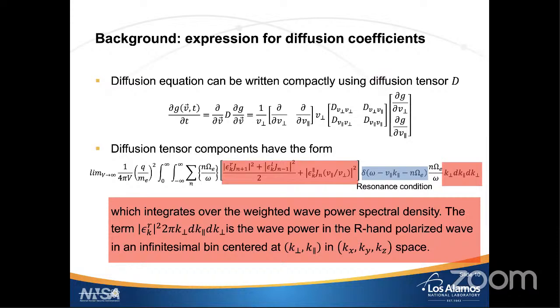This means that the diffusion coefficients are linear in the electric field wave intensities of each of these three components, and so superposition would be obeyed in these quantities. Next slide, please.